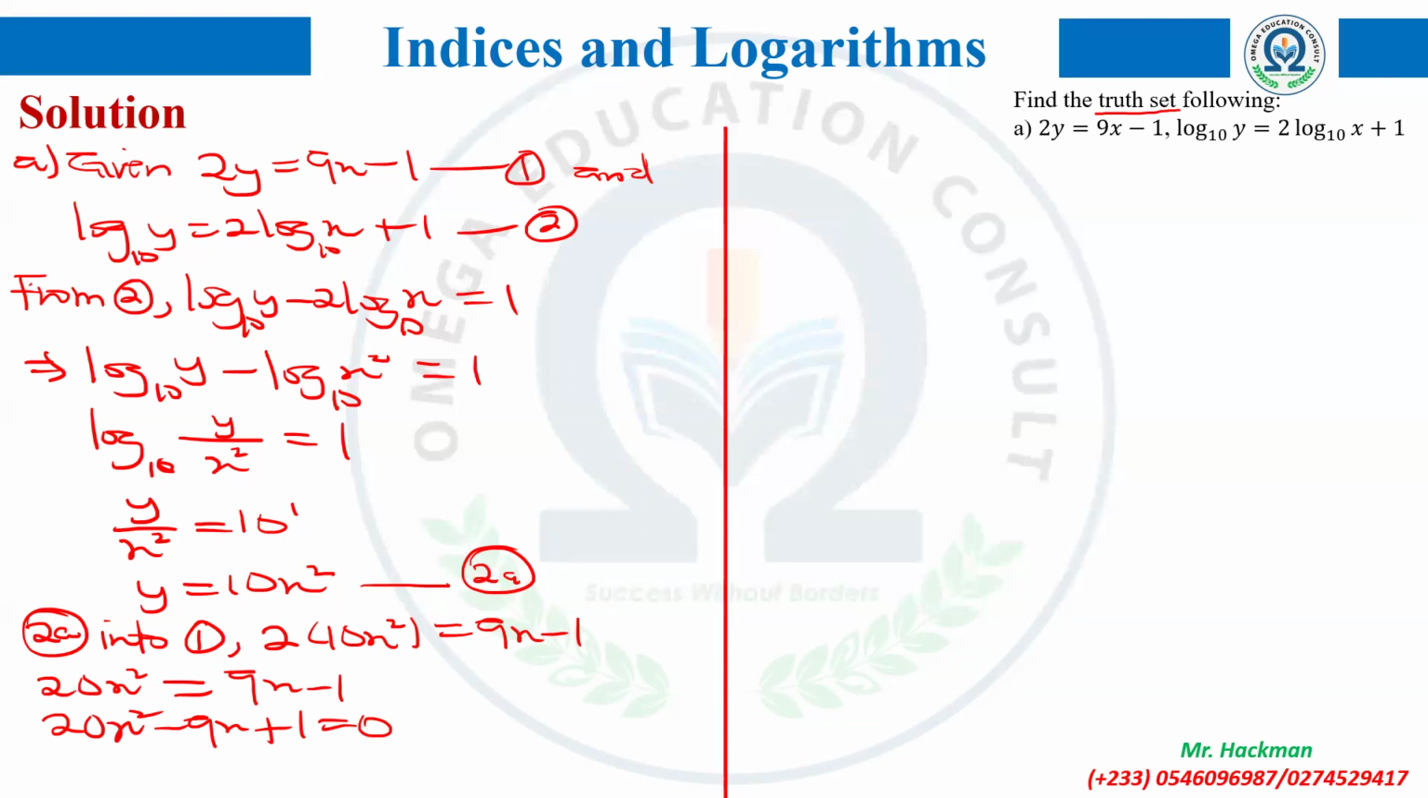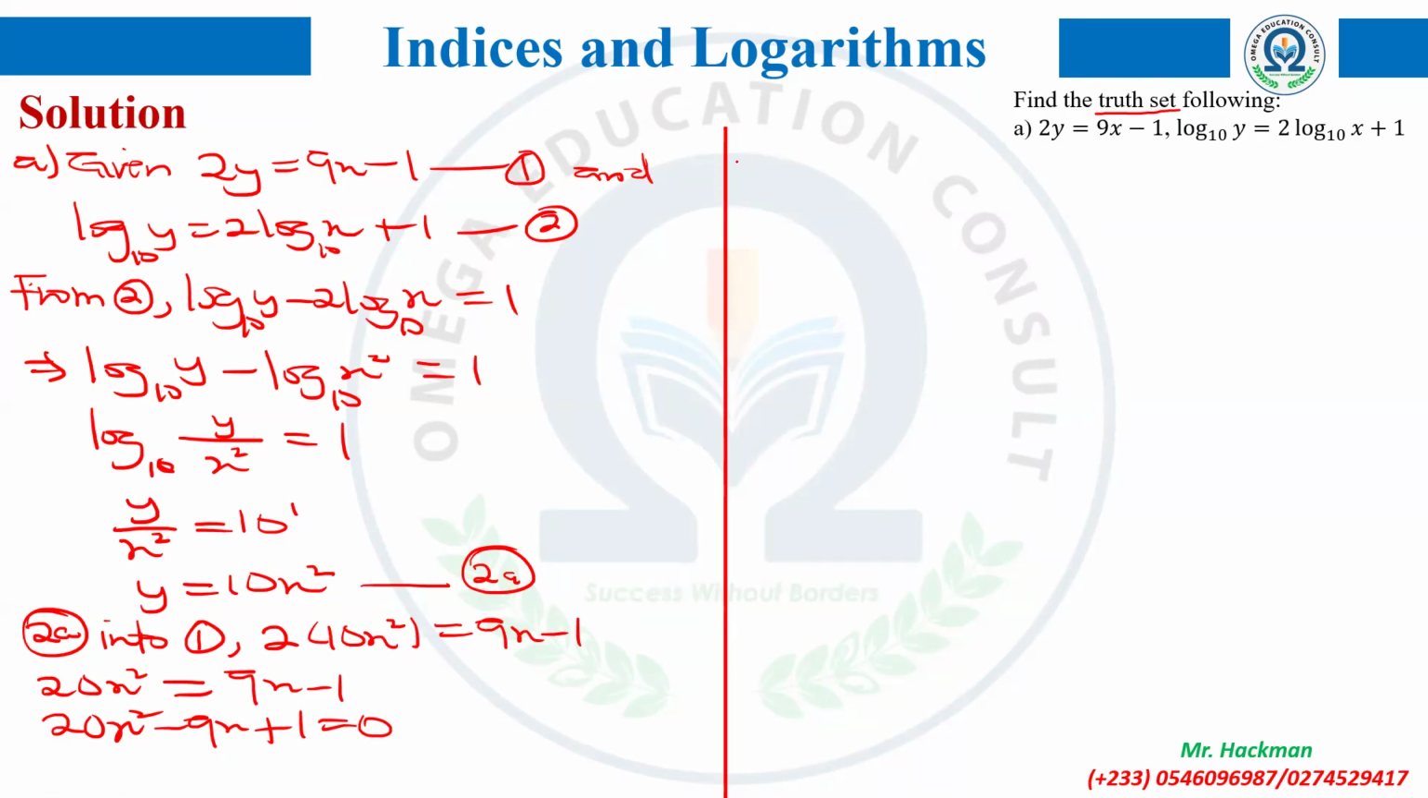Okay, so we are supposed to multiply 20 and 1. So we get 20. We need the factor pair of 20 that, when you add, you will get minus 9, and when you multiply, you get 20. I'm waiting for the factor pair. Okay, so the factor pair will be -4, -5. So I will use the two factors to split this one.